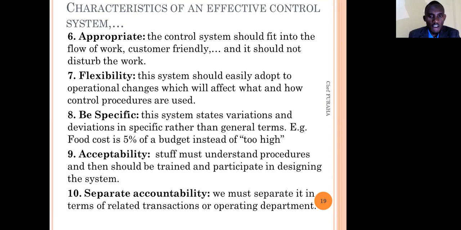Acceptability. Staff must understand these standards and standard procedures. They should be trained and participate in the implementation or in the designing of the system.